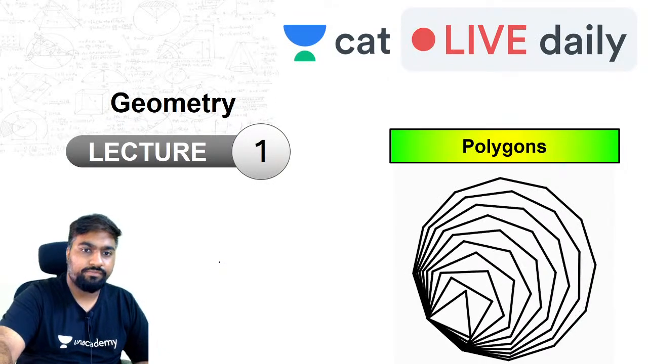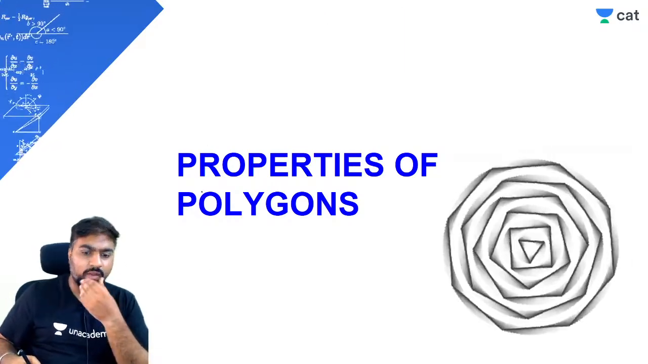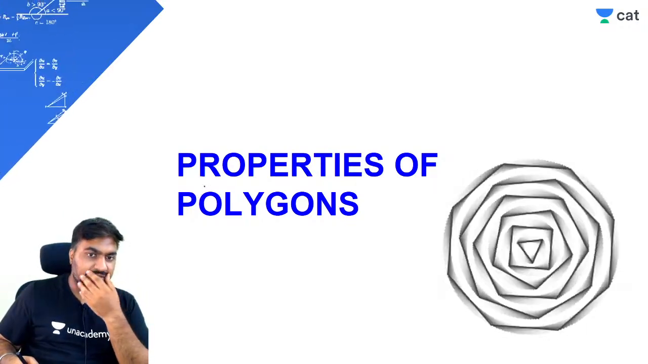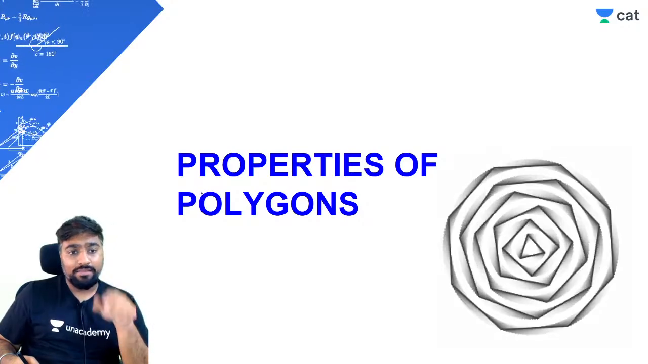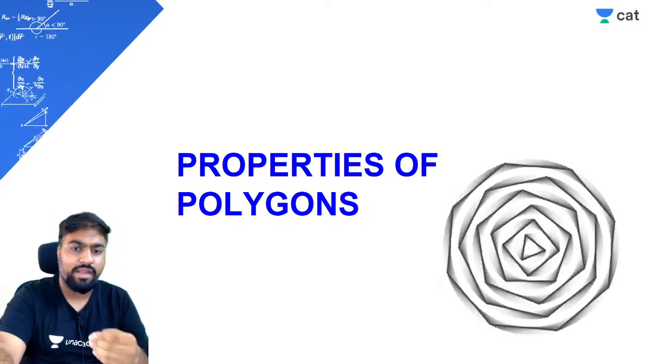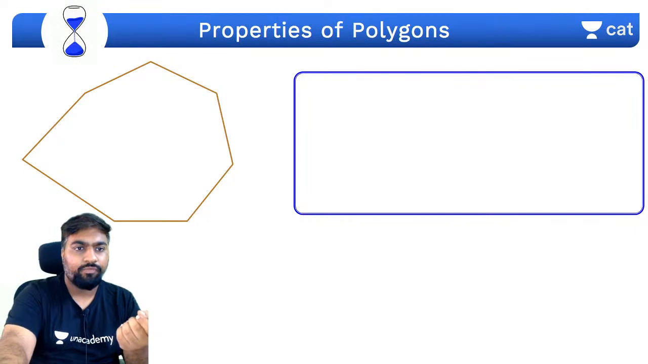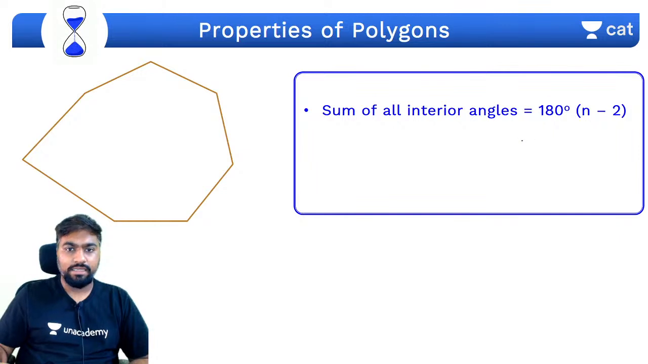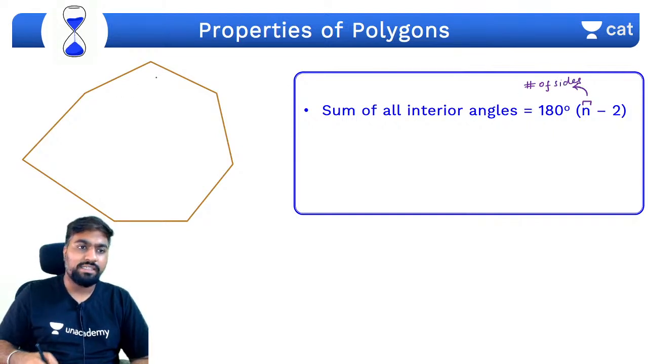Yeah, chalo. Let's start with properties of polygons. Okay, a polygon is called a closed figure shape. There are properties that are common for any kind of polygon, even for a triangle, even for a quadrilateral. First thing, the sum of all interior angles must always be 180 into n minus 2, where n is the number of sides. Yes, we know the number of sides will be equal to the number of vertices, correct?